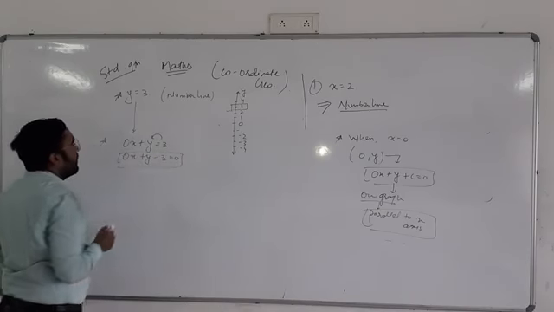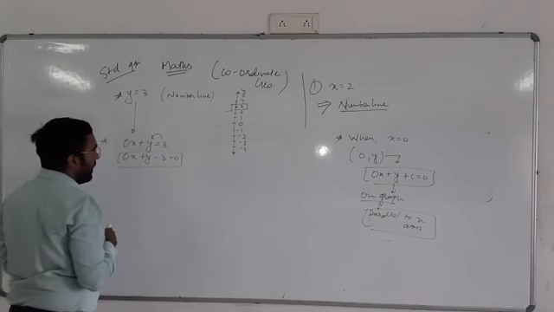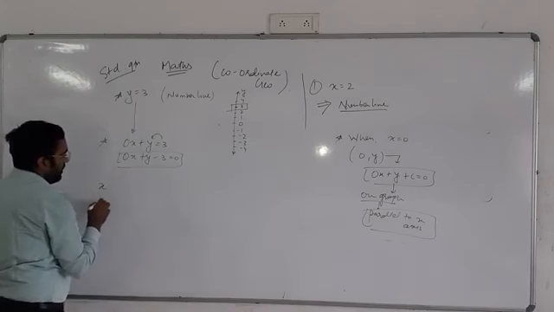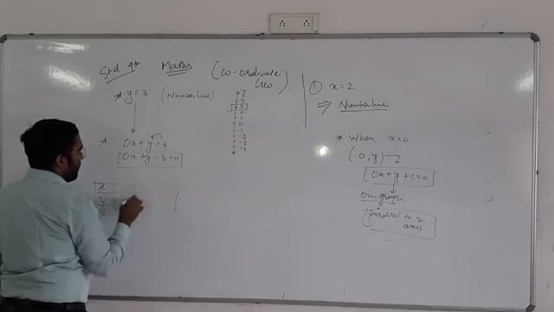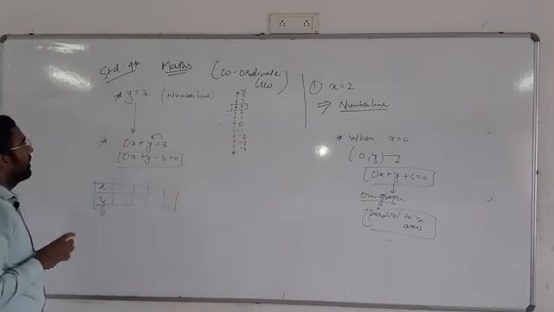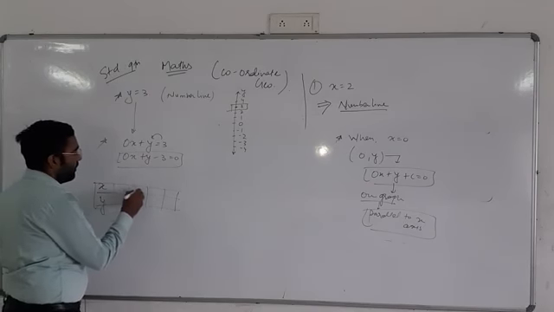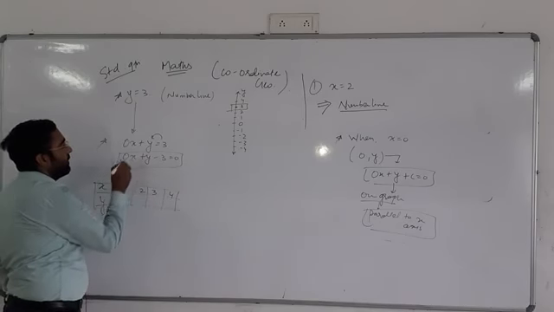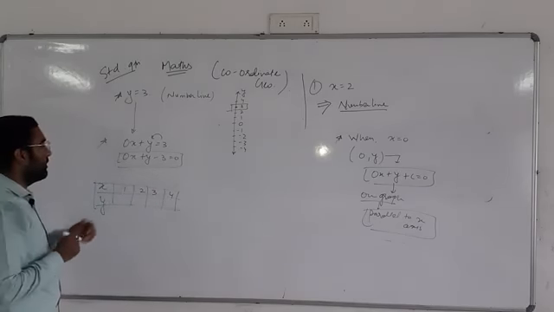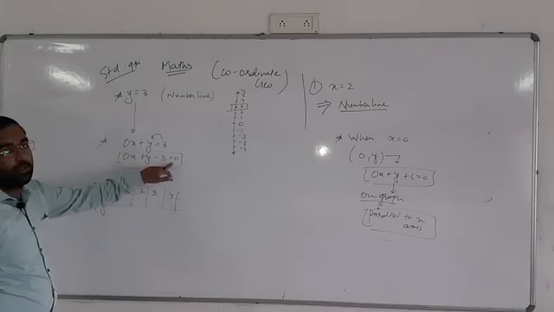So now take the values of x and y. So what you found? Now we take the values of x as 1, 2, 3, 4. So put the value of x as 1, therefore 1 into 0, that is 0. Therefore y is equal to 3.